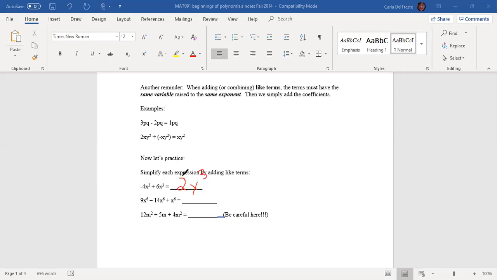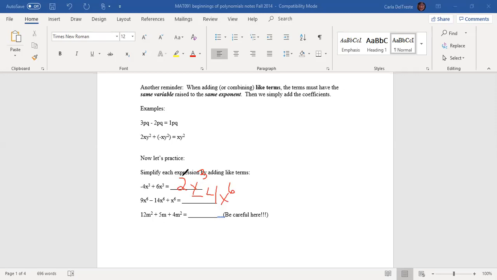If I have 9x to the 6 minus 14x to the 6 plus x to the 6, remember that the coefficient on x to the 6th is a 1, and so I'm really just adding 9 and negative 14 and 1. So 9 minus 14 is negative 5, and negative 5 plus 1 is negative 4x to the 6th. So that would wind up being negative 4x to the 6th when I combine like terms.